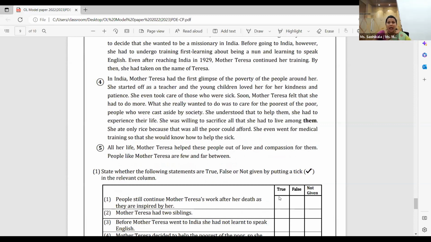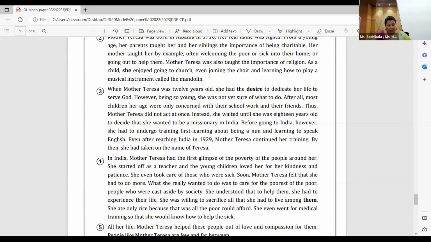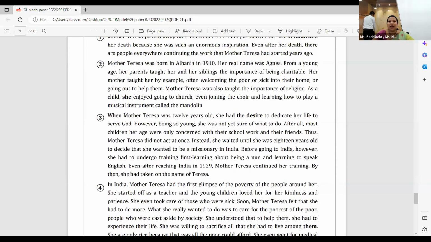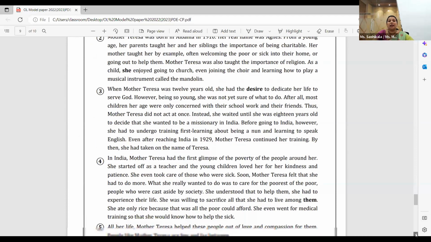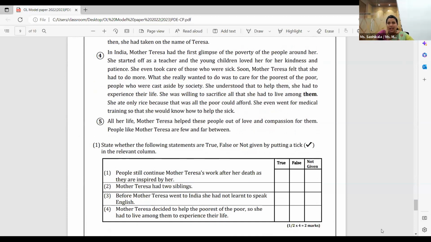The second one, Mother Teresa had two siblings. We'll see whether it is given. Now see, in paragraph 2, it says her sibling. Mother Teresa was born in Albania, her real name, and from a younger age, her parents taught her and her siblings. But they have never mentioned how many siblings Mother Teresa had. So what do we put? Not given. Because there is no specific information about two siblings, we will say not given. So the answer is not given.